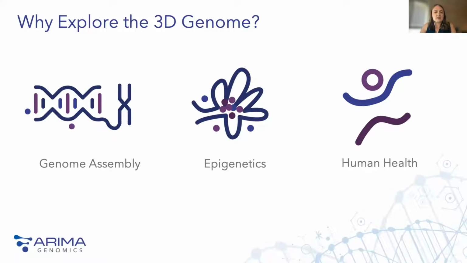And the types of questions that we can address with 3D genomics have applications in a lot of different areas of active research. 3D genomics allows us to describe the spatial organization of chromosomes and has contributed greatly to genome assembly, including the recent publication of the first telomere to telomere human genome. 3D genomics has also had an enormous impact on epigenetics as it captures how spatial and temporal changes in chromatin conformation can alter gene regulation and cellular function.